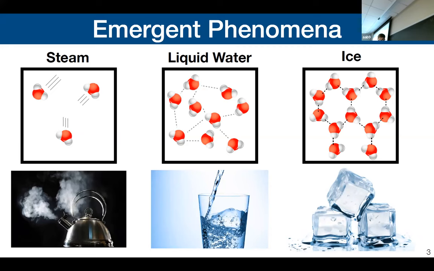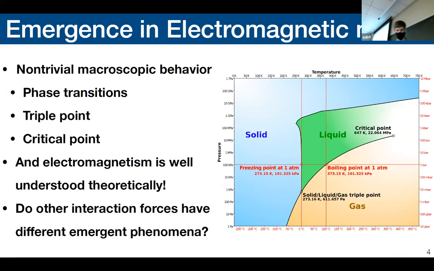In fact, there's even more non-trivial behavior. There are phase transitions between the different phases. There's a triple point where they can all exist at the same time. And there's a critical point as well over here, where you can go around one way and not have a first order phase transition, but the other way you do. And this is all with a force that we understand very well. I'm a nuclear physicist, and so the question I ask is, what happens to this phase diagram if there are other types of interaction forces, something that maybe we don't understand as well?